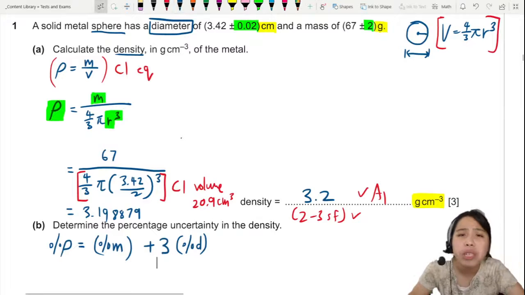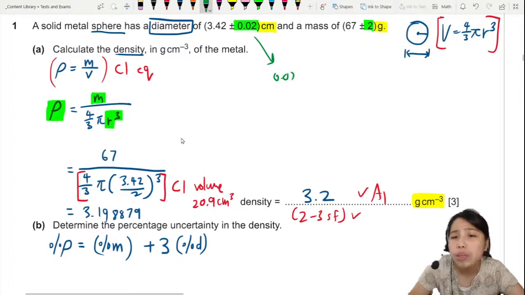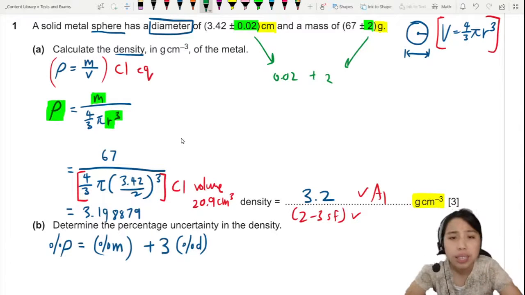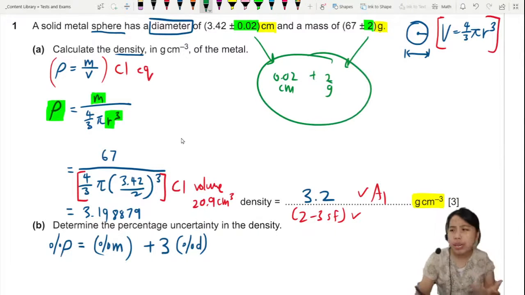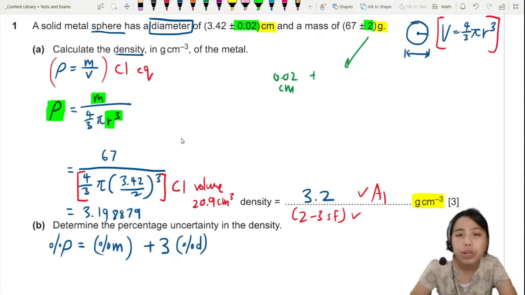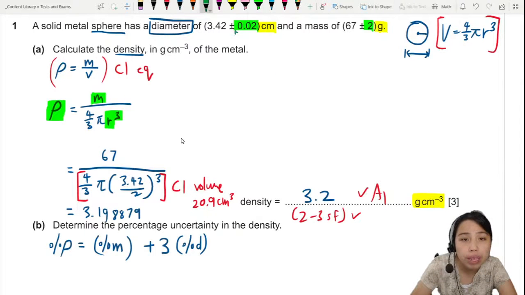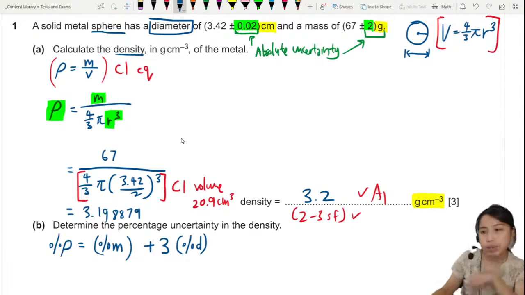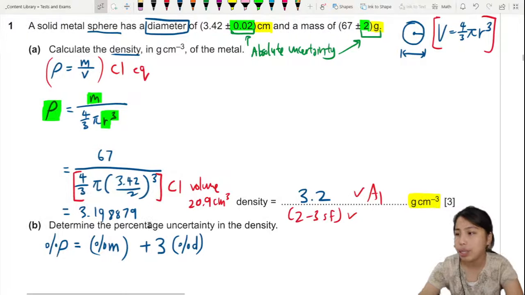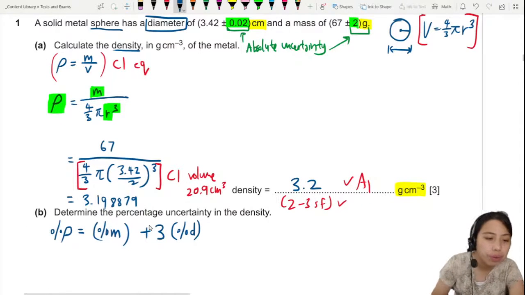We cannot just add, oh, I just take 0.02 plus 2 grams, and that's my uncertainty. Wait. 0.02 is in cm. 2 is in grams. How do you add different units together? Cannot. So you cannot just add the absolute uncertainty. This is called absolute uncertainty. They have their own units. We need to get rid of the units. Okay, so let's write out the equations down here. I'm going to convert to fraction uncertainty.